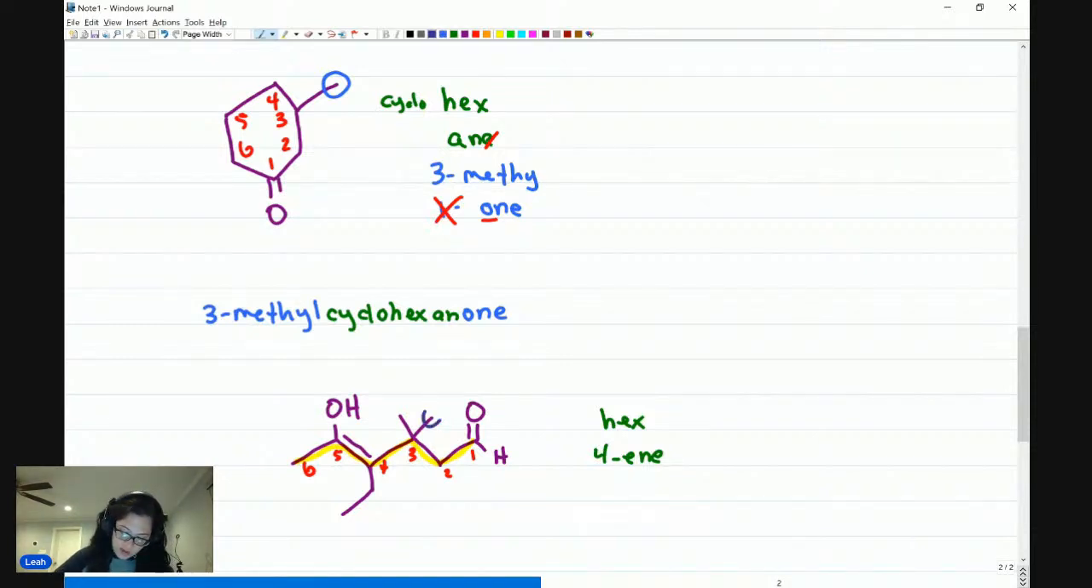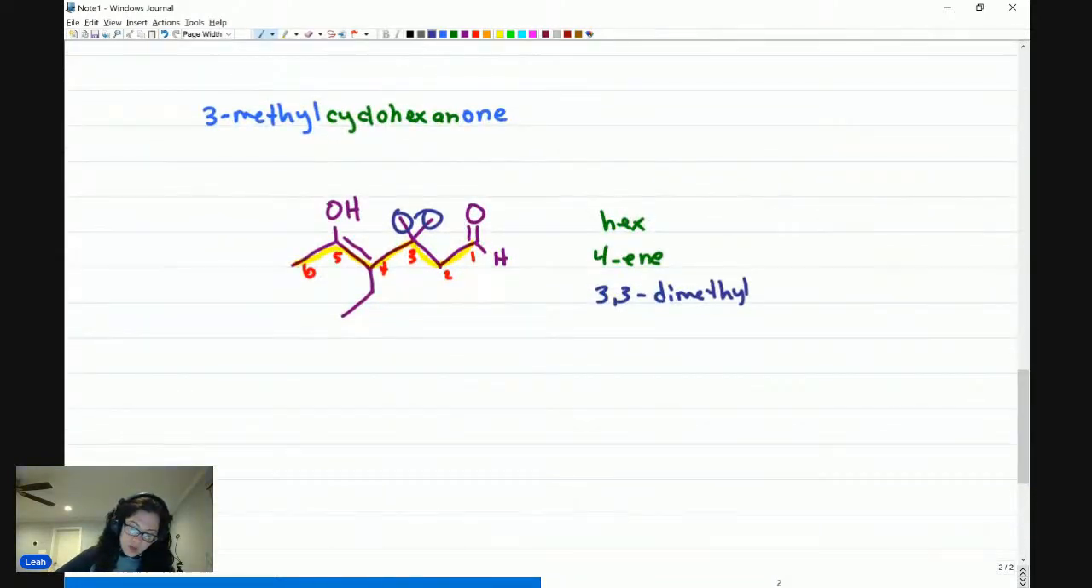On carbon 3, I have 2 methyl groups. I have to include a number 3 for each of the methyls, so 3, 3, and then I still have to put dimethyl to show that it's 2 methyls. The other substituent I have is an alcohol on carbon 5. Because I have an aldehyde, the alcohol is not the highest priority, so it becomes a prefix of hydroxy, 5-hydroxy.